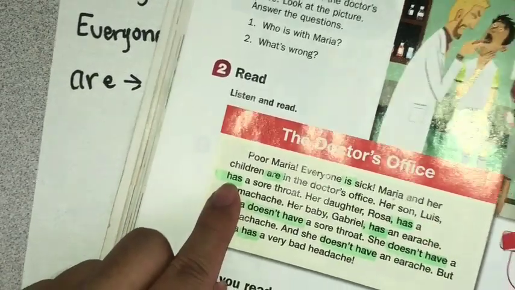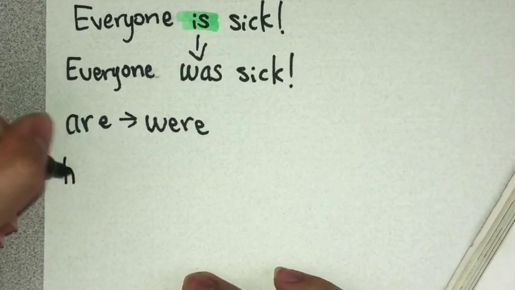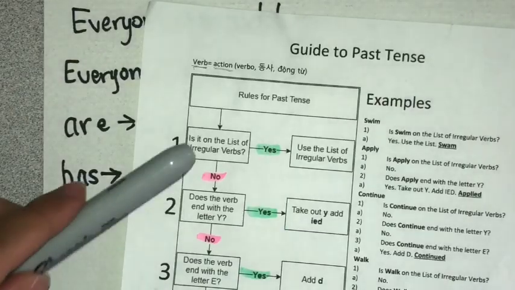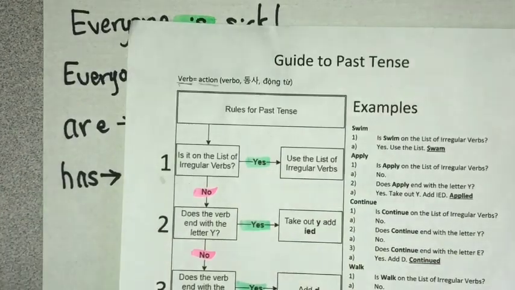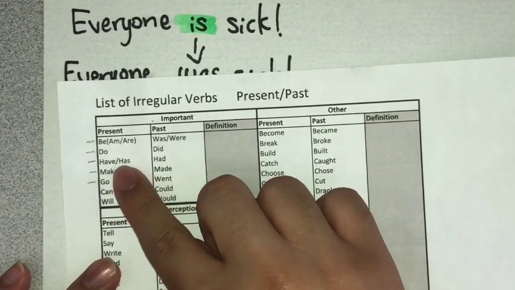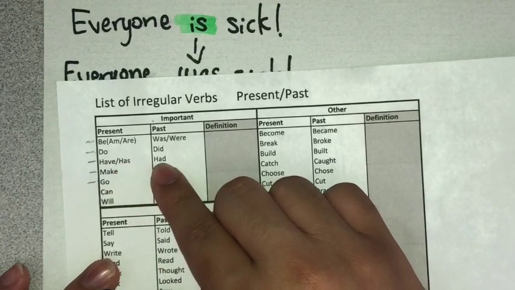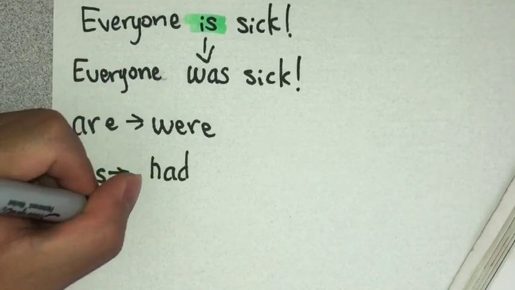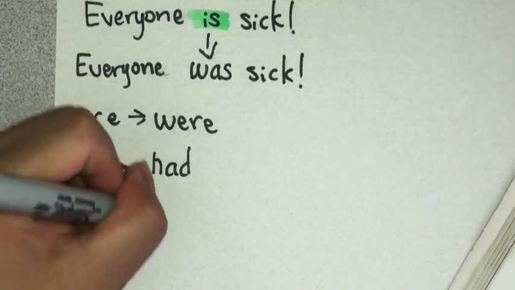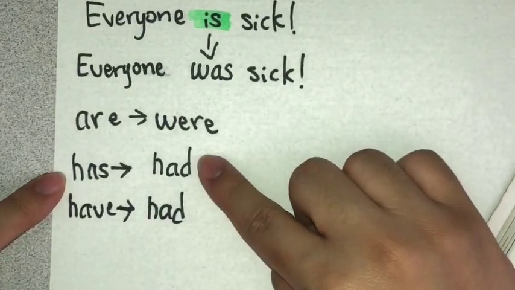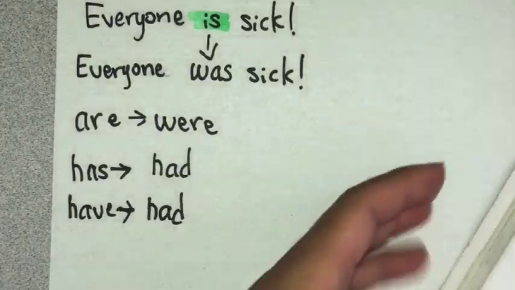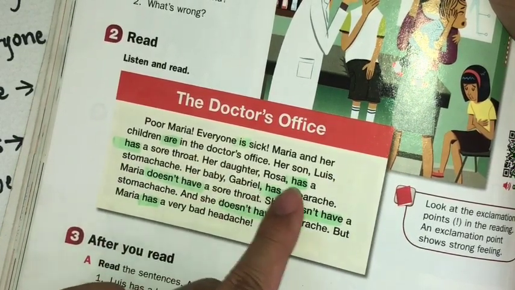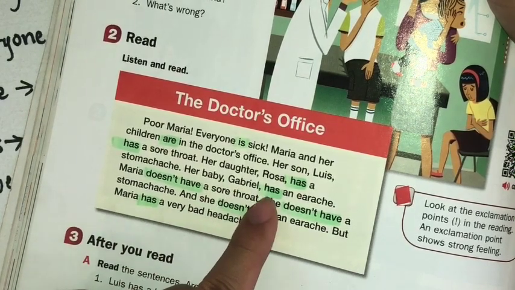Her son Luis has. What is the past tense of the verb has? Well, is the word has irregular? Yes. The past tense of has is had. Same thing with have. Have becomes had. Has, had. Have, had. Her son, Luis, had a sore throat. Her daughter, Rosa, had a stomach ache. Her baby, Gabriel, had an earache.